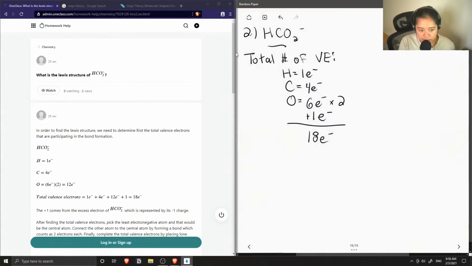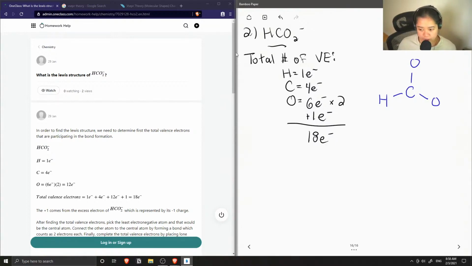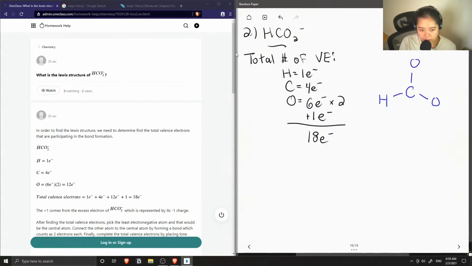Okay, so now let's try to draw out a skeletal structure where we have carbon as our central atom. And then I'm just going to draw three single bonds to our 3 atoms. And notice that carbon doesn't have a full octet yet, so for one of the oxygens, I'm going to make them double bonded. And now I'll fill in the remaining electrons in the form of lone pairs.